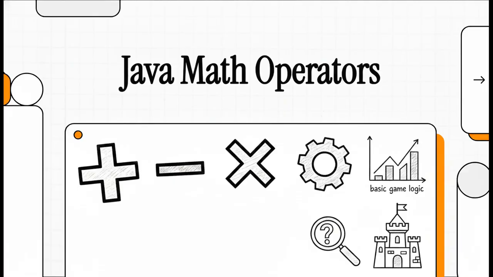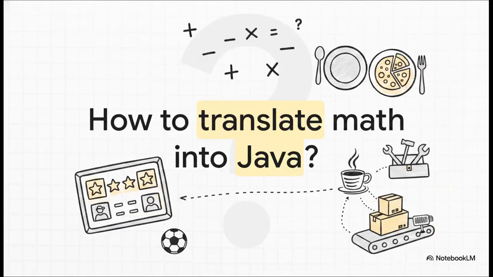Let's get into it. So, how do you translate everyday math into Java? It's a fundamental question, right? I mean, whether you're trying to figure out how to split a dinner bill with your friends, keeping tabs on live game scores, or even counting inventory in a massive warehouse, translating those real-world actions into Java code is actually way easier than you might think. It really just comes down to knowing exactly which tool to pull from your kit.